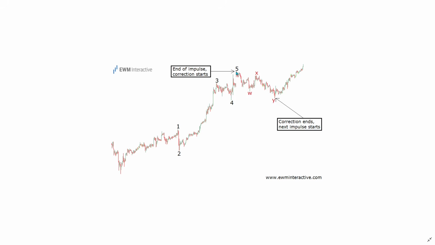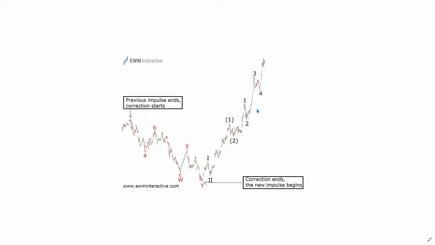This example shows how the correction starts after the end of the impulse. Now we will demonstrate how the impulsive phase begins after the end of the correction. Note that in the first case, the corrective phase starts from the extreme, or the top, of wave 5, while in the second one, the motive phase starts from the extreme, the bottom, of the wave Y. That is how we put the two pieces of the puzzle together. It probably looks quite easy so far.